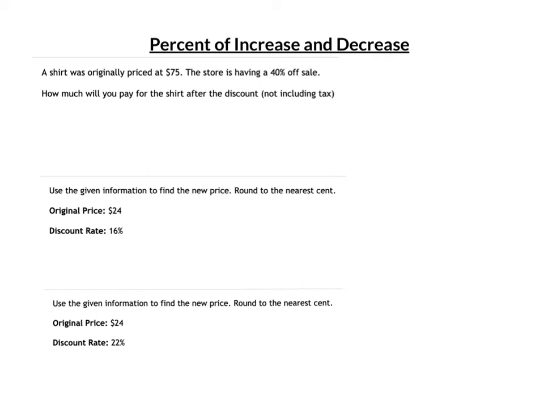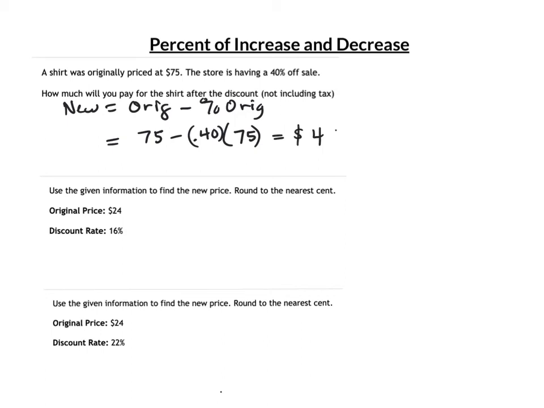Here's a shirt that was $75 and it's having a 40% off sale. So I'll get a new price by taking the original and subtracting, because what's going to be a percent off, percent of the original. So my new price I'll get by taking 75, subtracting 0.40 or 0.4 times 75. Punch that in the calculator, and I get $45.